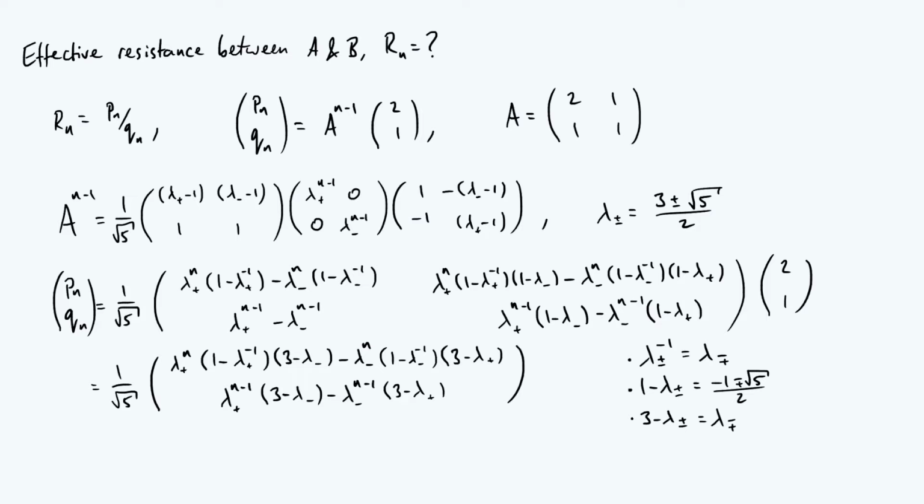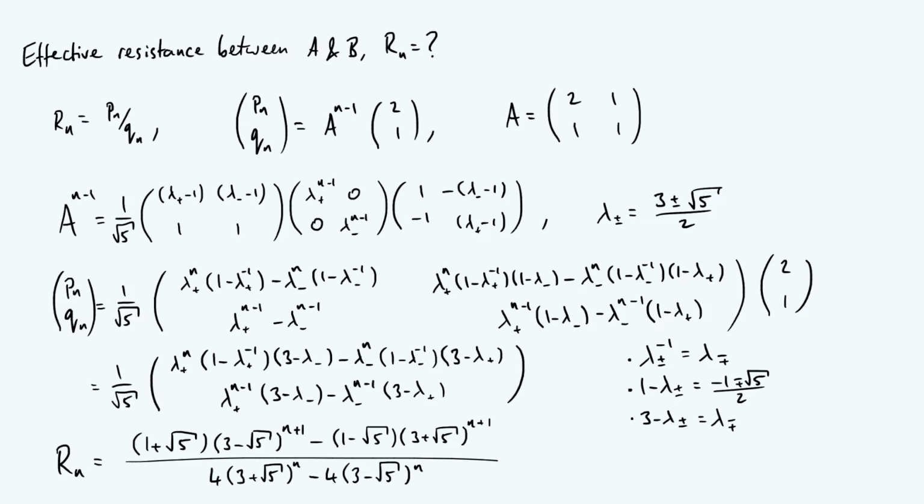When you've done that, of course, all you need to do is take the x component, which is Pn, and divide it by the y component, because that's the definition of Rn, right? It is Pn divided by Qn. Now, there are a couple of equivalent ways to write your final answer for Rn, but I settled on this expression down here. That looks quite nice to me.